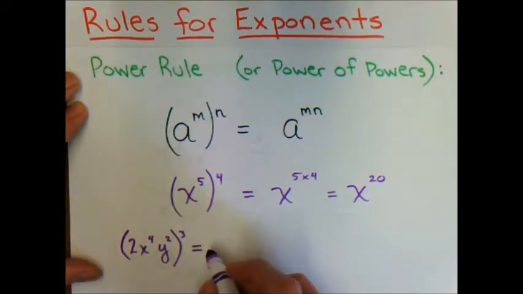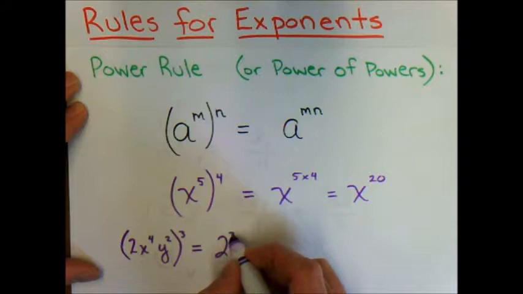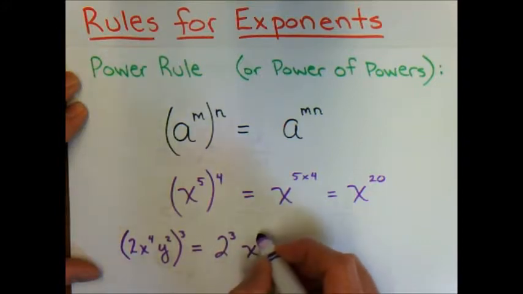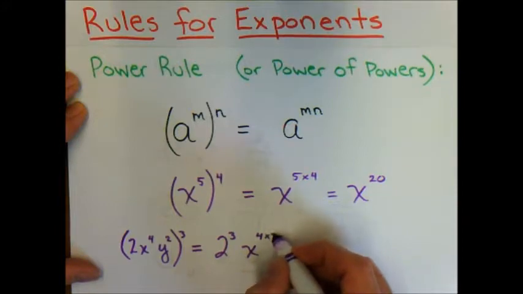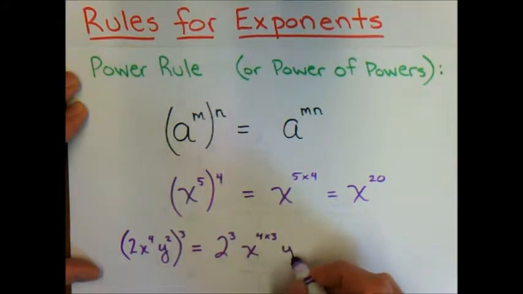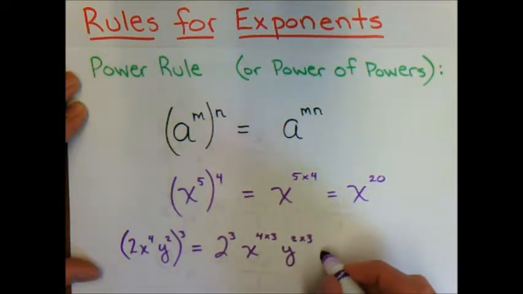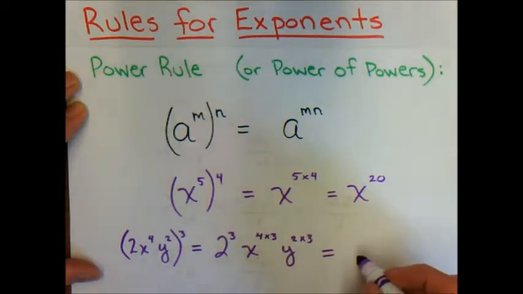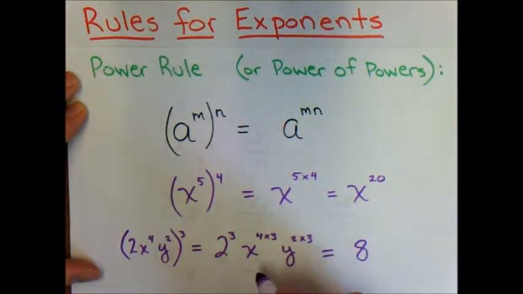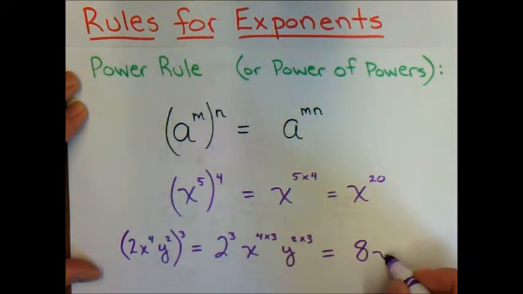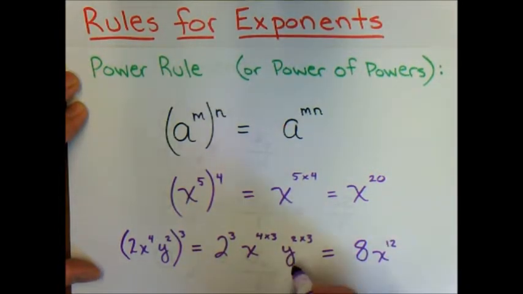So this is equal to 2 to the power of 3 times x to the power of 4 times the power of 3 times y squared times the power of 3. And we can simplify that. It simply comes out as 2 to the power of 3 is 8, x to the power of 4 times 3 is x to the power of 12, and y to the power of 6.